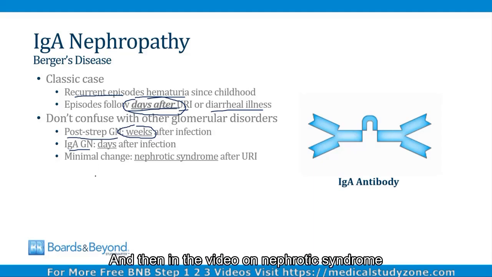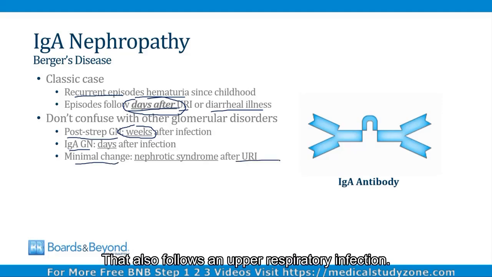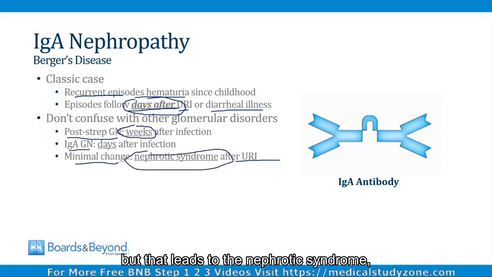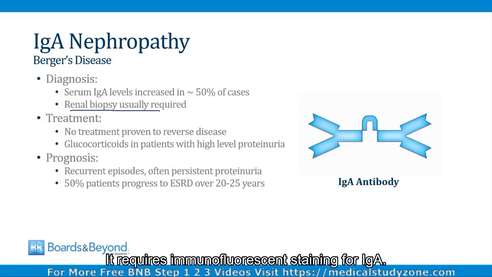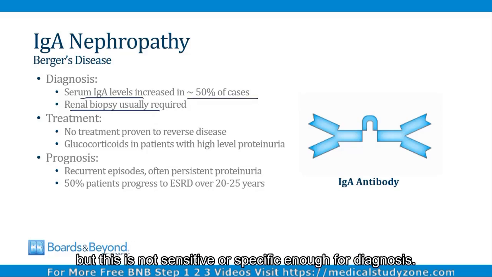And then in the video on nephrotic syndrome, I talk about minimal change disease. That also follows an upper respiratory infection. It usually occurs in children, but that leads to the nephrotic syndrome, not to hematuria and the nephritic syndrome. To make the diagnosis, as I said before, renal biopsy is usually done. It requires immunofluorescent staining for IgA. You can measure the serum IgA levels. They're increased in about half of patients, but this is not sensitive or specific enough for diagnosis.